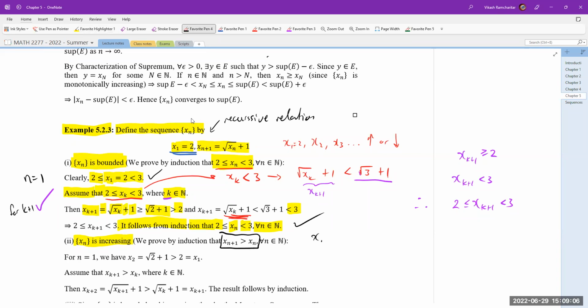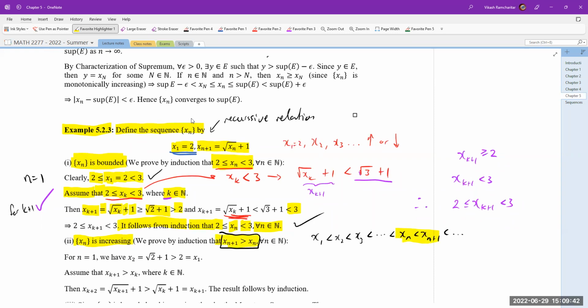Okay, in other words, if it's increasing, x_1 is going to be less than x_2, and this is going to be less than or equal to x_3. In this case, it's going to be strictly increasing. The monotone convergence theorem also works for strictly increasing and strictly decreasing sequences. And we get that x_n is less than x_{n+1}. So what we're trying to prove is this part.